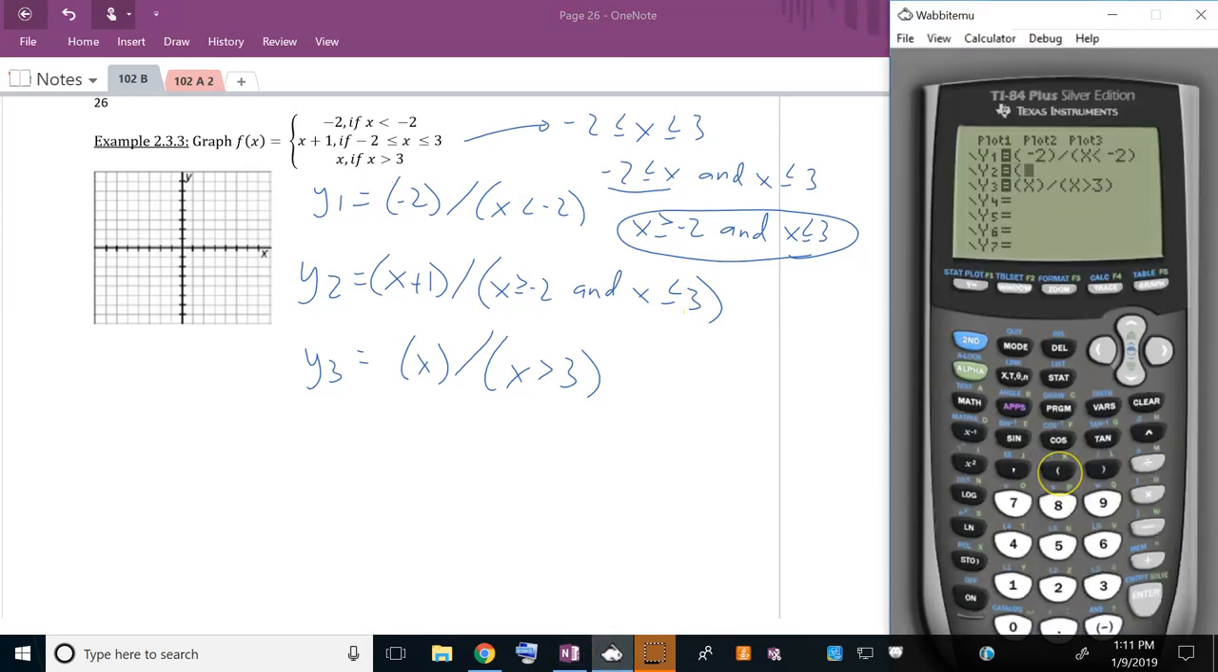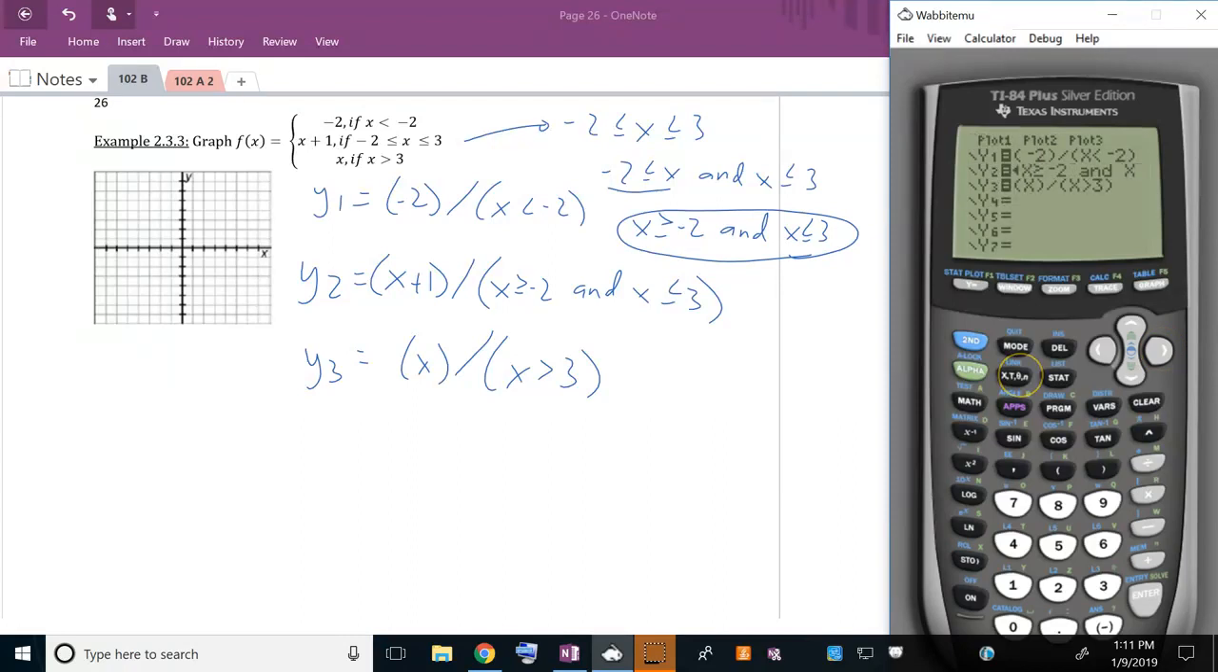So let's type that in on our calculator. So x plus 1, and then divide it by parentheses. X, again, second math for my inequalities, greater than or equal to negative 2. To get the "and", I hit second math, and then I go right one to logic, and that is the very first option I see.